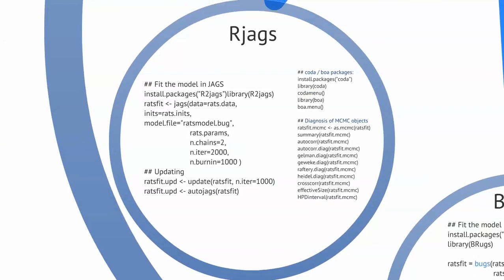This is the same thing. It uses JAGS instead of OpenBUGS or WinBUGS, and the function's name is JAGS, where you define the data, initial values and the model, and then you update. After doing that, you can get your samples, and once you get your samples, you can use the CODA or BOA package to do your diagnosis after you have collected the samples.